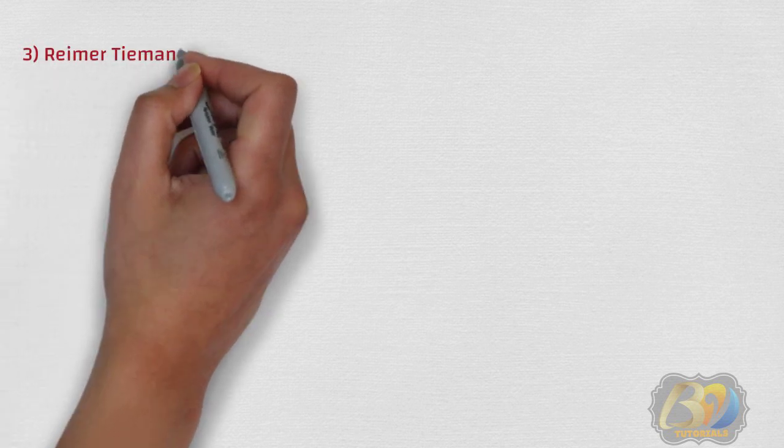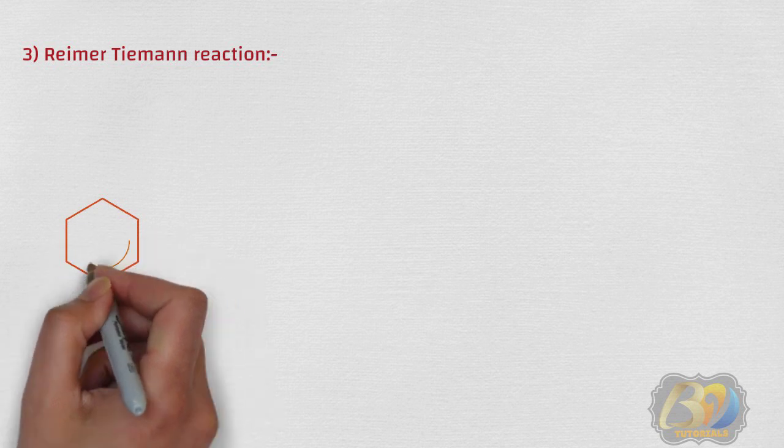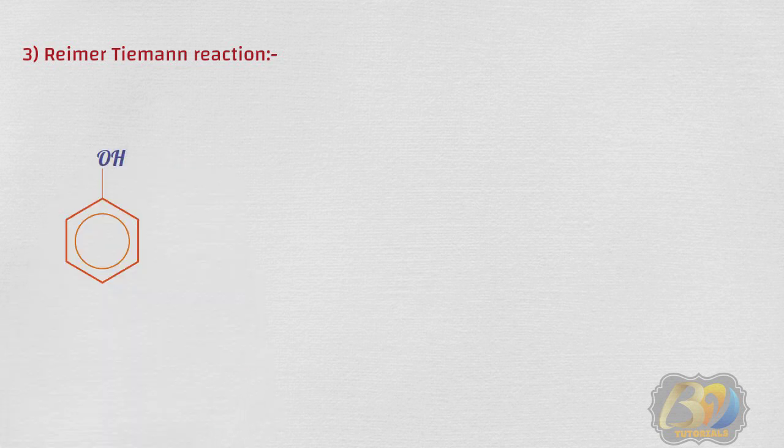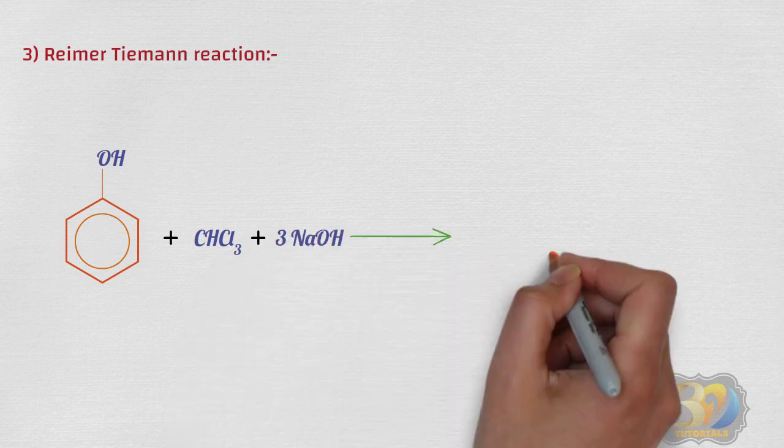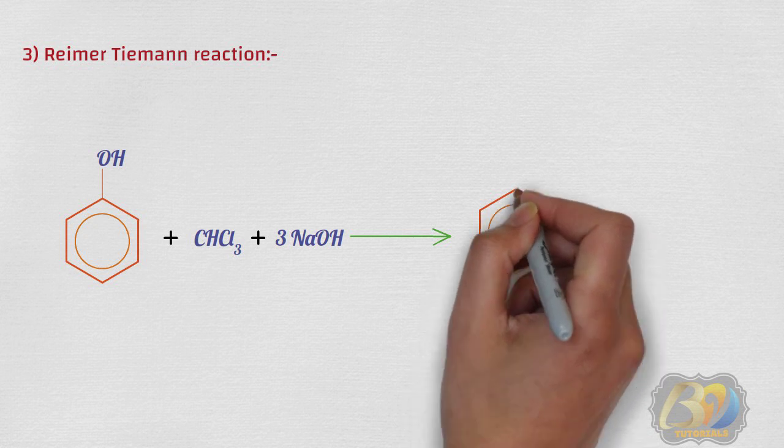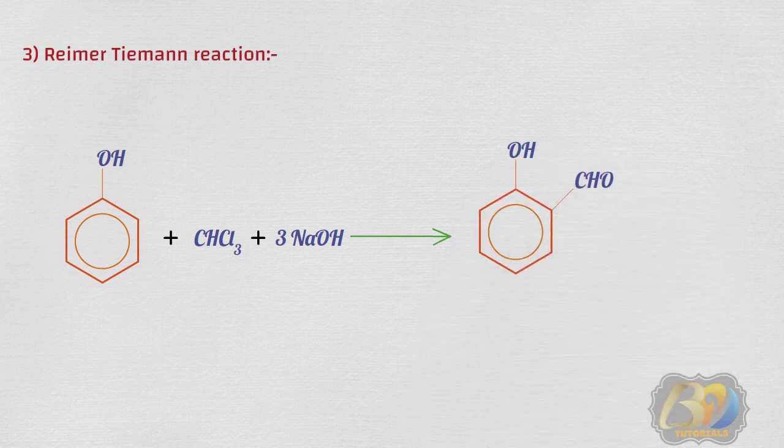The next reaction is the Reimer-Tiemann reaction. In this reaction, phenol reacts with chloroform in presence of sodium hydroxide and produces ortho-hydroxybenzaldehyde. In this reaction, sodium chloride and water are also produced as byproducts.